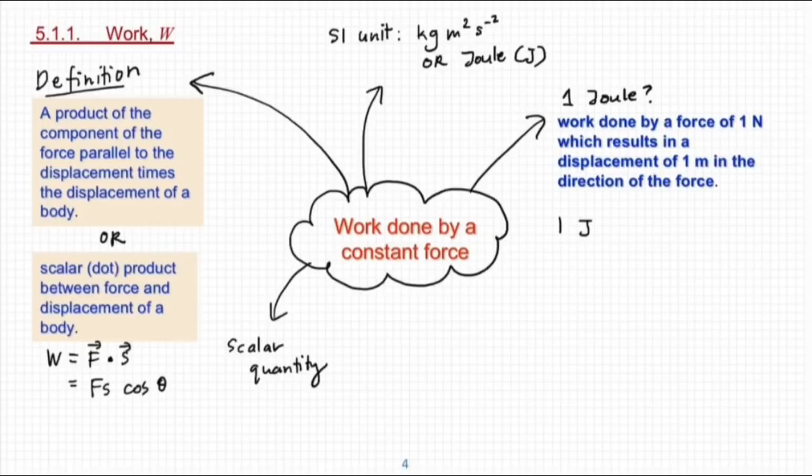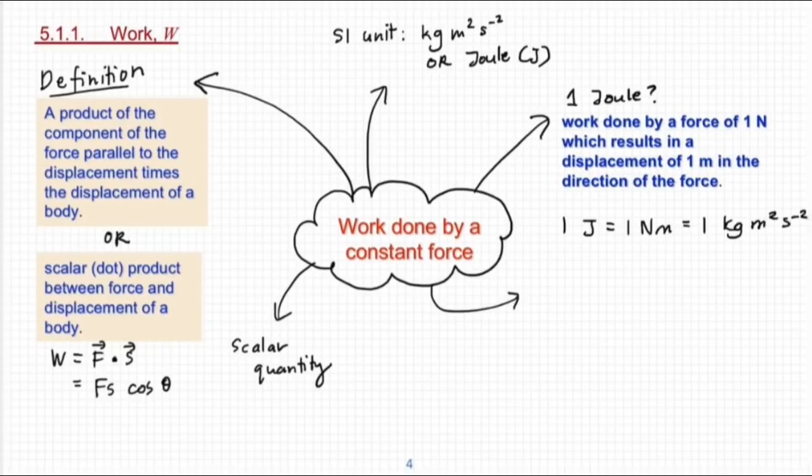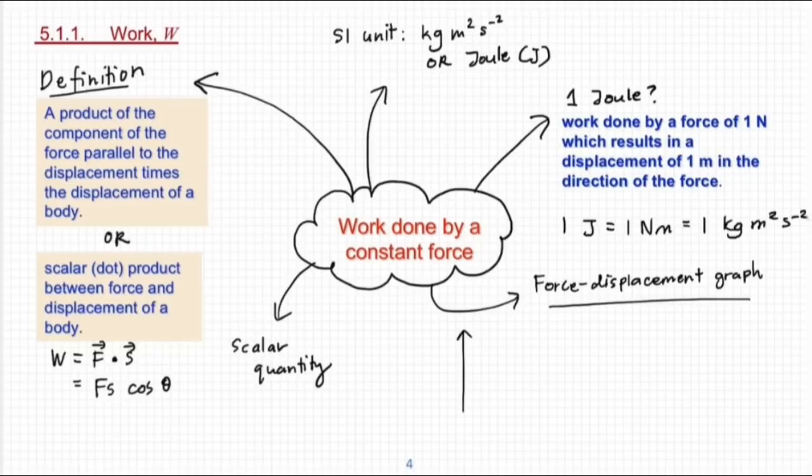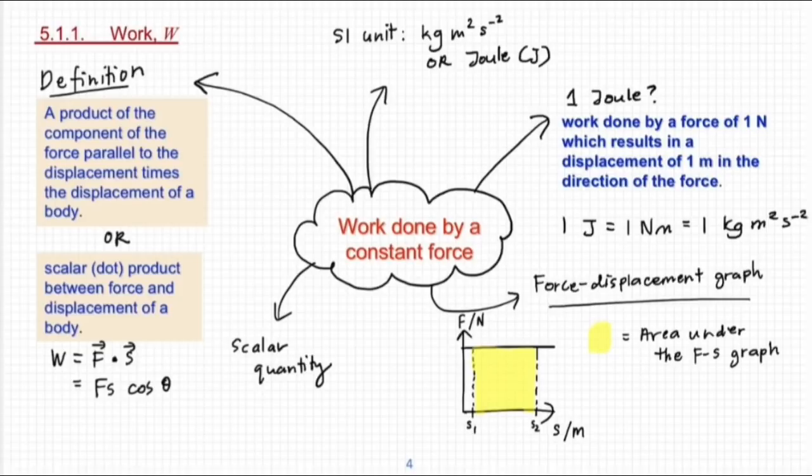You also need to know the unit conversion. So 1 joule is equal to 1 Newton meter, and it's also equal to 1 kg meter square per second square. Then we have the force displacement graph, in which force is the y-axis and displacement is the x-axis. Since the force is constant, we have a straight line for the force. If we find the shaded area under the force displacement graph, we can find the work done.